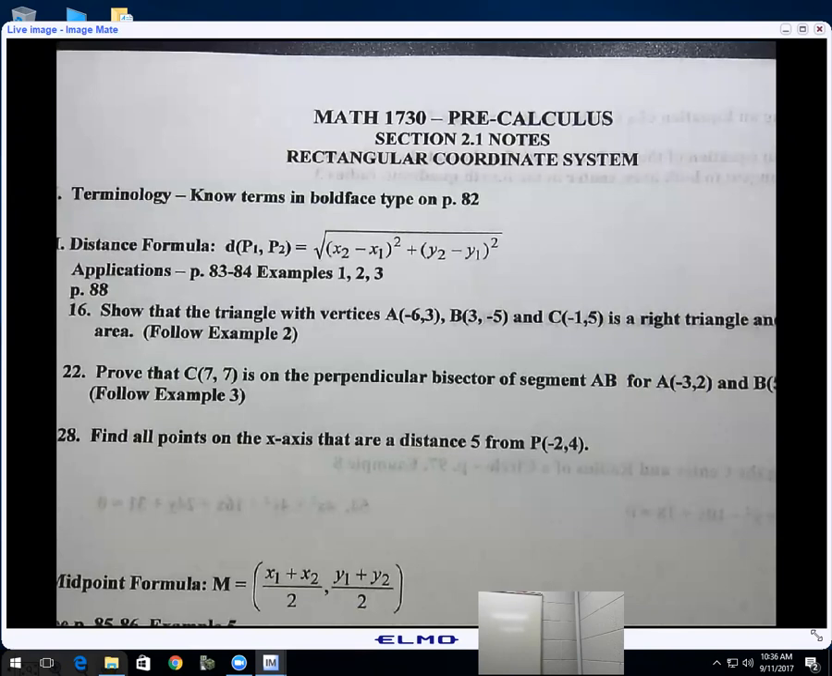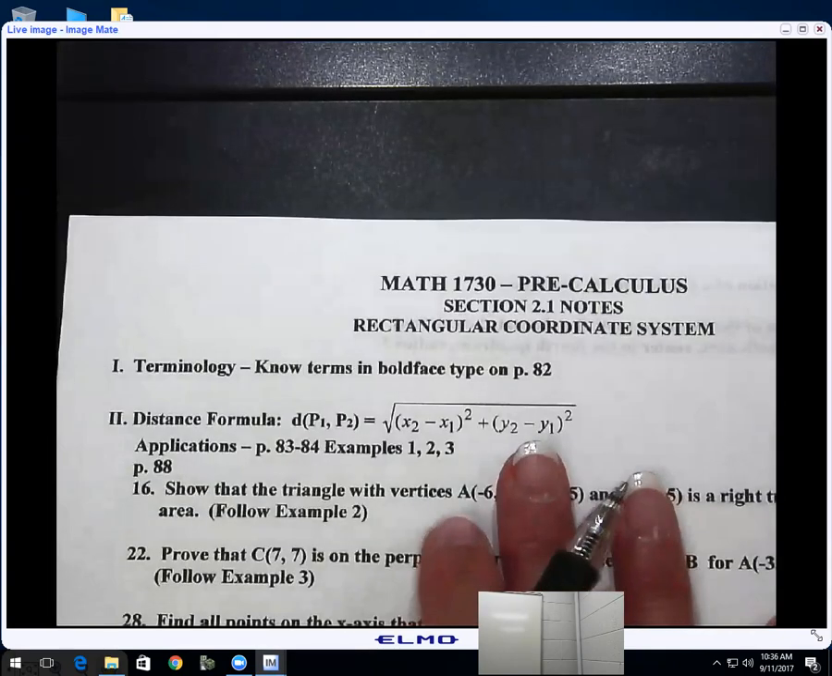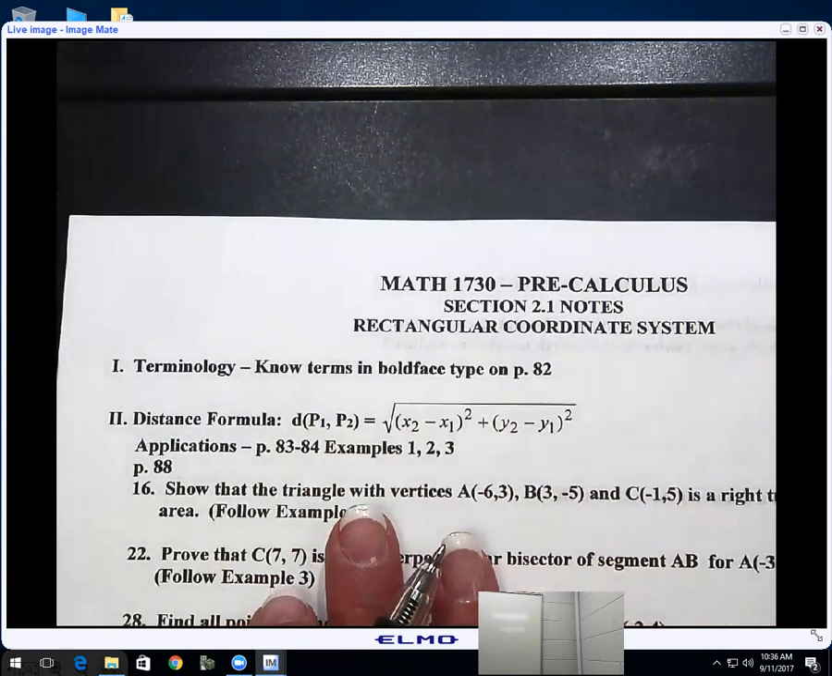Okay, section 2.1 is the rectangular coordinate system. 2.2 is graphs of equations. We're supposed to finish both of these in one day. I don't think we'll make it. But anything that you already know, I'm not going to do an example just like it.